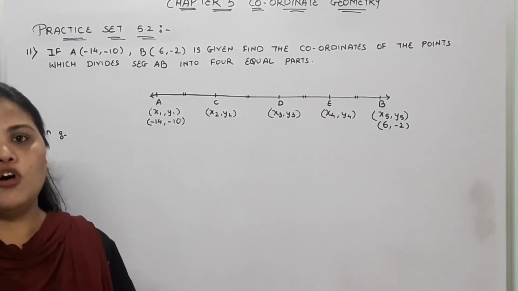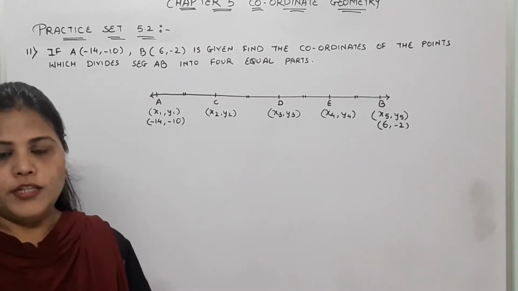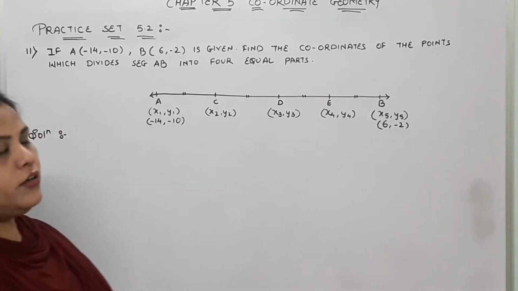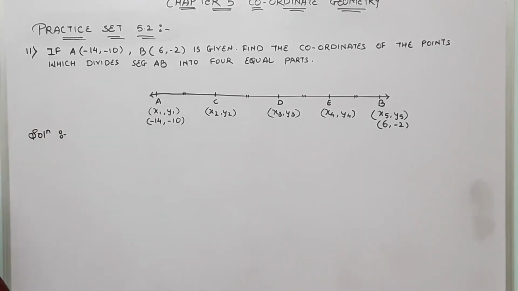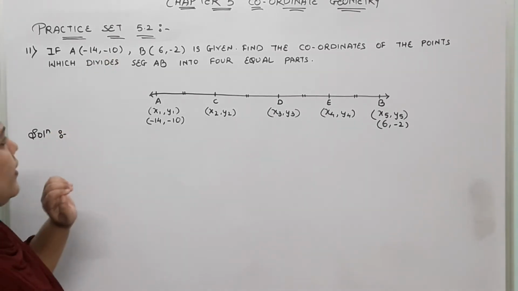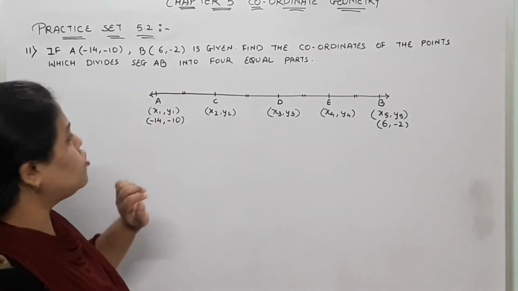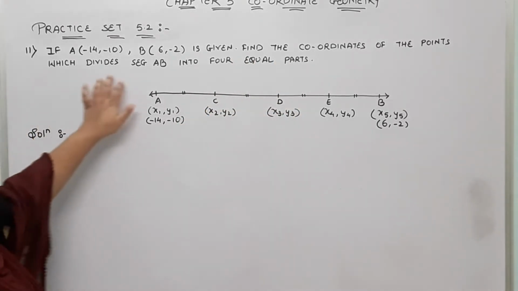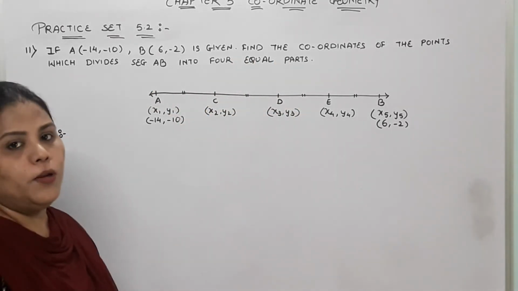Last two sums of practice set 5.2, that is sum number 11 and 12. Okay, so have a look on it. See here, what is there in 11 sum? If A(-14, -10) and B(6, -2) is given, find the coordinates of the points which divide seg AB in 4 equal parts.